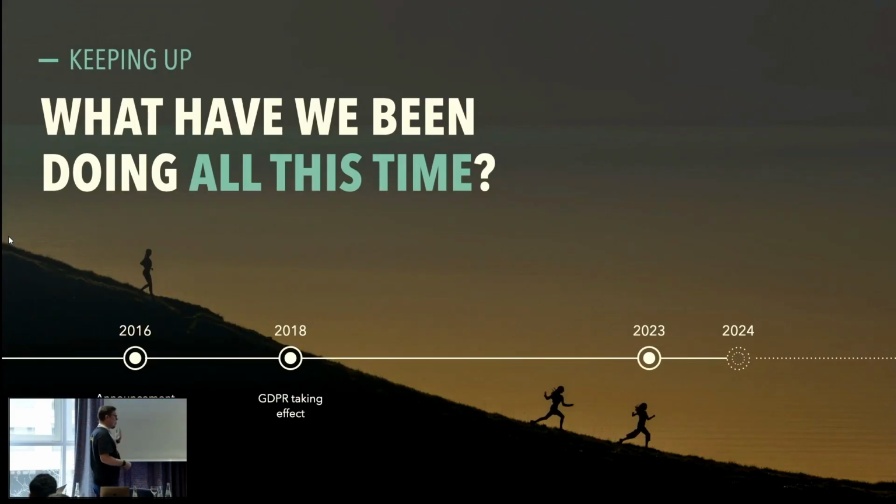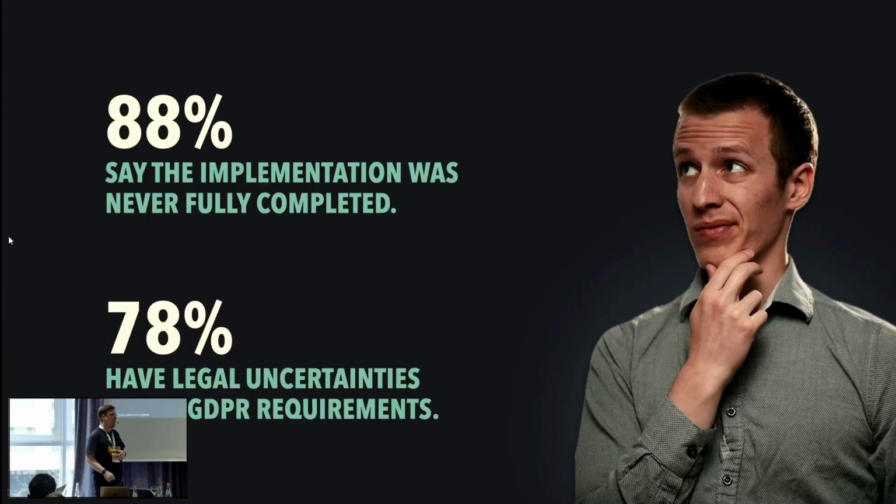But if we have a deeper look, I mean, the GDPR was announced in 2016. In 2018, it became mandatory. And now we are at 2023. So everything is fine, you should say. But if we look at the details, and this is an actual statistic from Statista, 88% say that the implementation of the GDPR never was fully completed. And 78% say that they have legal uncertainties ranging around the GDPR requirements.